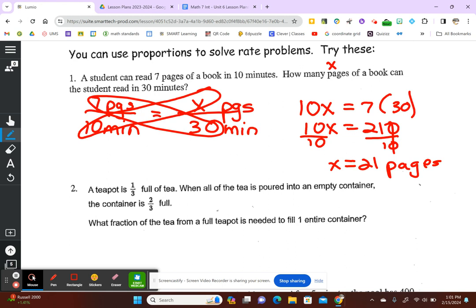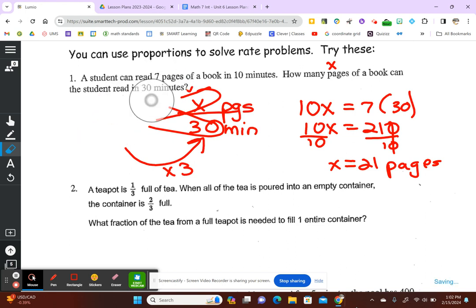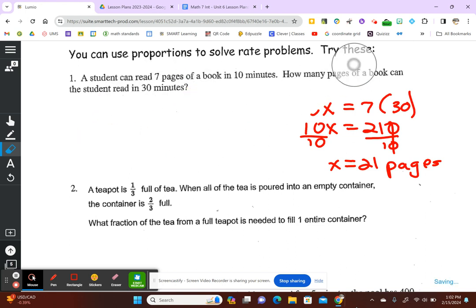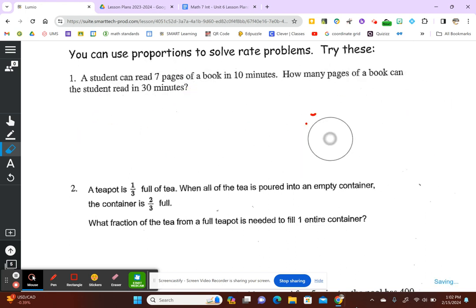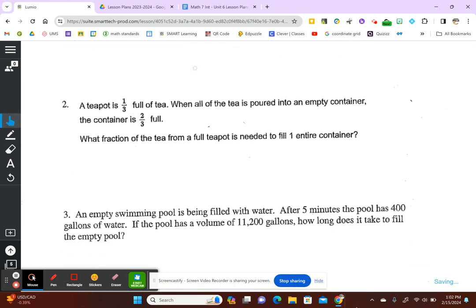Now, another way you could have solved this without using the cross product property rule is to say, I know 10 times 3 is 30, so 7 times 3 is 21. And if you solved it that way, that's perfectly fine. Sometimes there's shortcuts, but the cross product property rule works in every single situation.